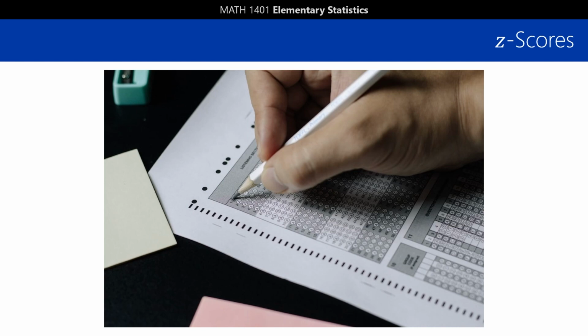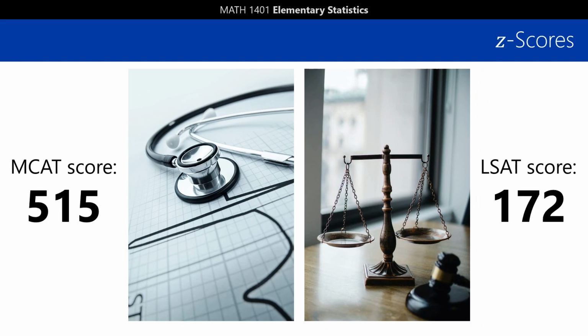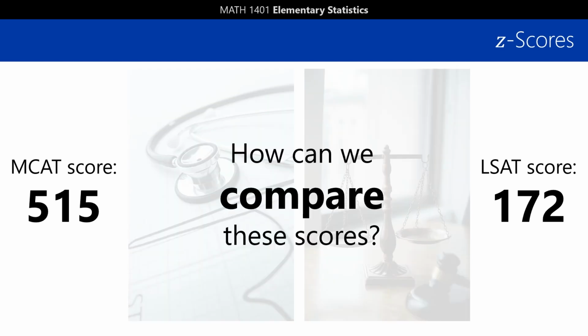Let's say you're trying to decide whether you want to go to medical school or law school. So you take the most common standardized tests to get into each. You get a 515 on the MCAT, which is used for admission to med school, and a 172 on the LSAT, which is used for admission to law school. Both of these tests have scores that are normally distributed. But how can we compare these scores and decide which one is better?